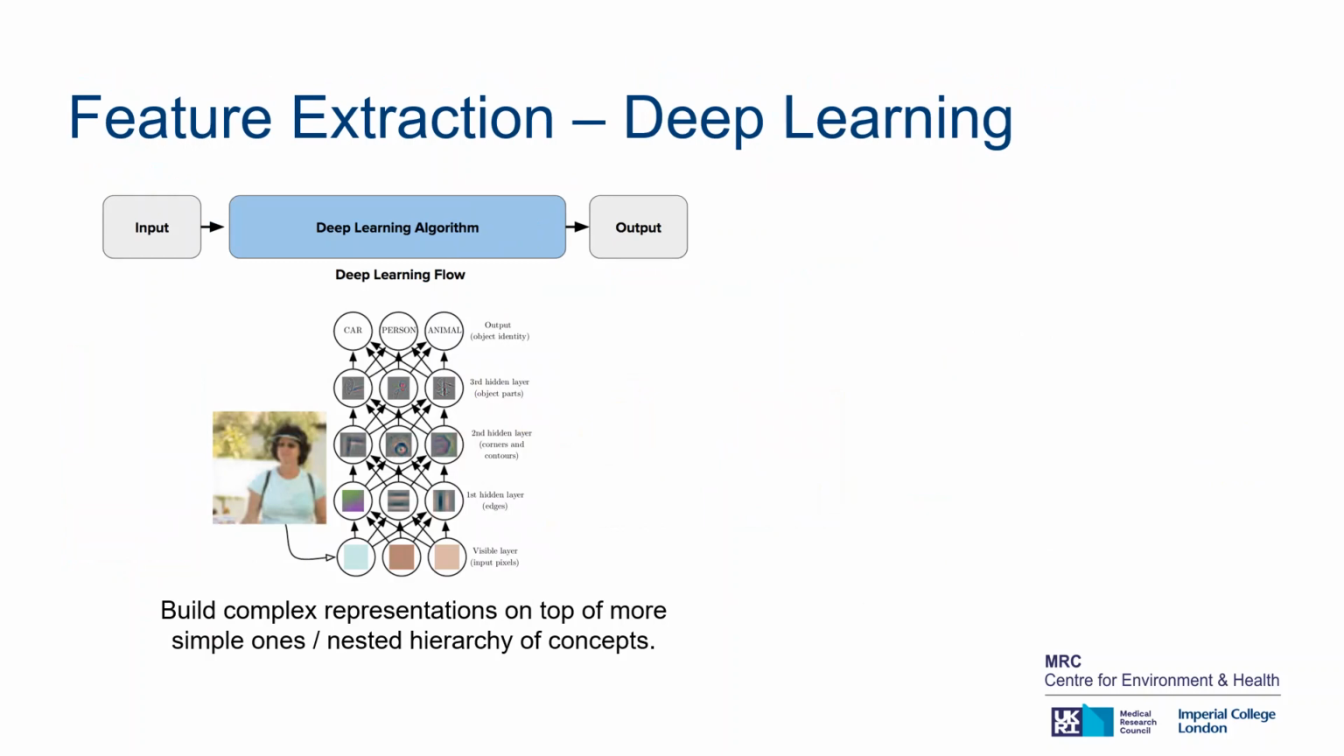Deep learning completely changed this paradigm by removing the feature extraction step. Now we just have the input and we build a model that directly predicts the output. Deep learning networks build more complex representations on top of simpler ones, and we'll show in a few slides how this actually happens.